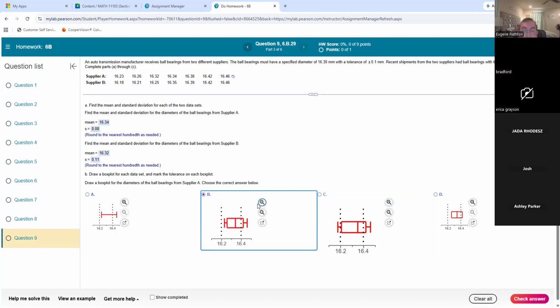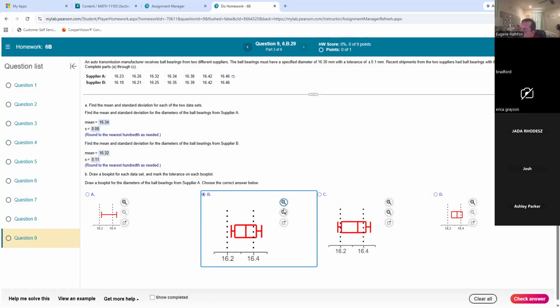So let's look at B. So B, that left whisker, it's coming down. Looks like it could be about 16.23. My right whisker is past the 16.4 like it should be. And then my upper quartile was 16.42. So see, it's a little bit past that 16.4. So y'all, the one that looks closest to what we came up with would be B.